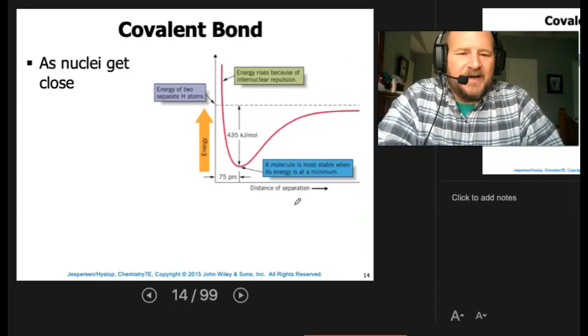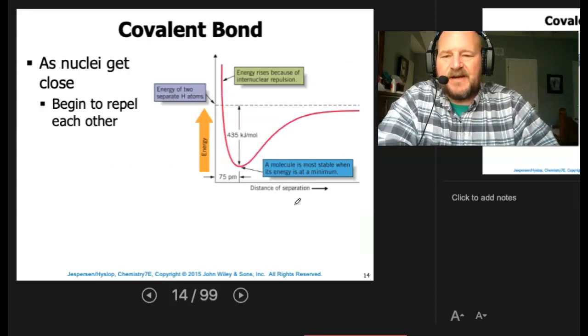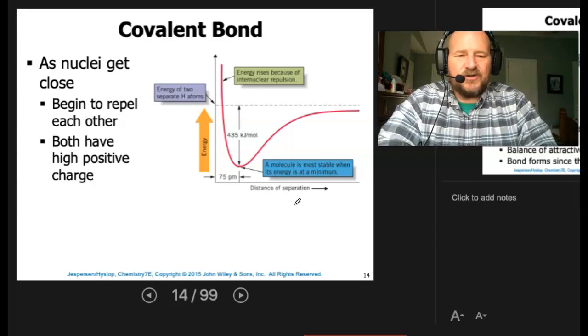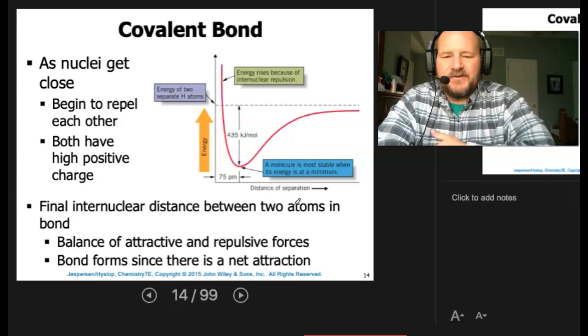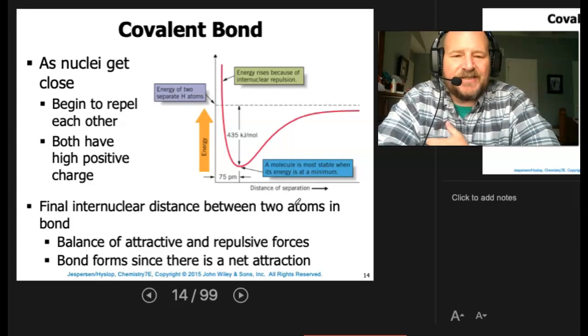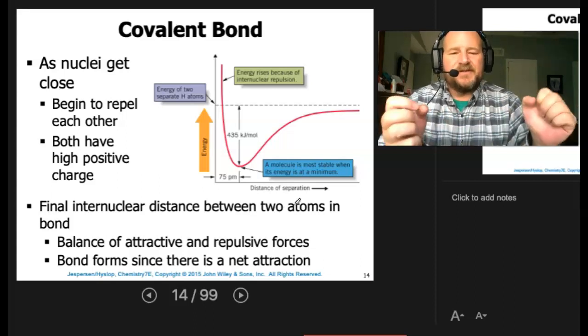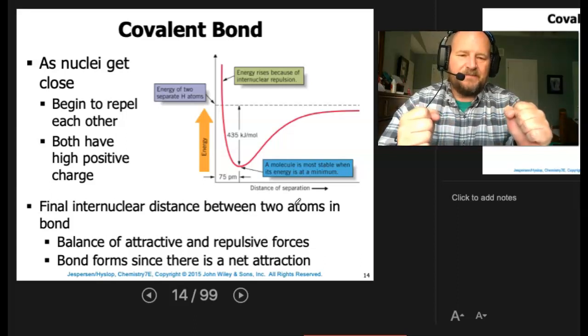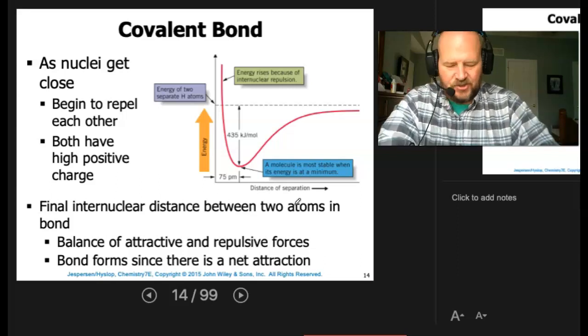Now for a covalent bond, as the nuclei get close, we can see that they'll begin to repel each other. So those 2 nuclei can only get but so close to one another. They both have a high positive charge. Okay? The final internuclear distance between the 2 atoms in a bond is the balance of attractive and repulsive forces. The bond forms since there is a net attraction. So again, they're going to come close until they do actually start to repel, and that's where they're going to stop. They're going to find that medium where they can maximize that attractive force.